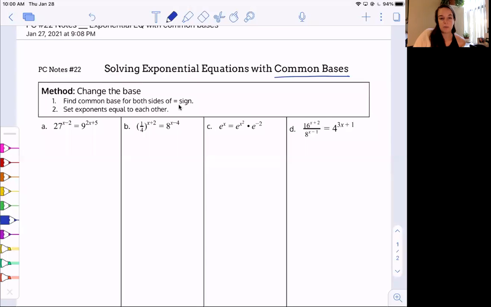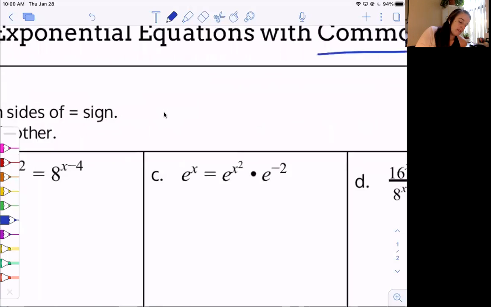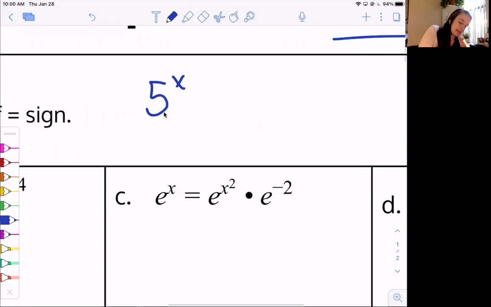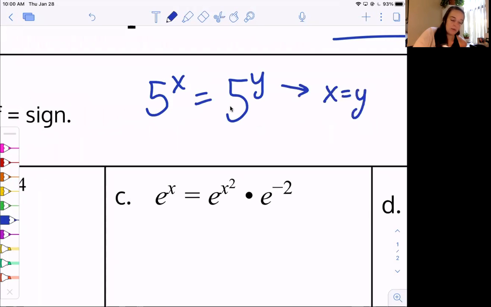We're going to find a common base for both sides of the equal sign, and then we're going to set the exponents equal to each other. The idea being, if we have 5 to the x equals 5 to the y, then what that necessarily means, if we have the same base, is that x must be equal to y. They have to be equal to each other, right?